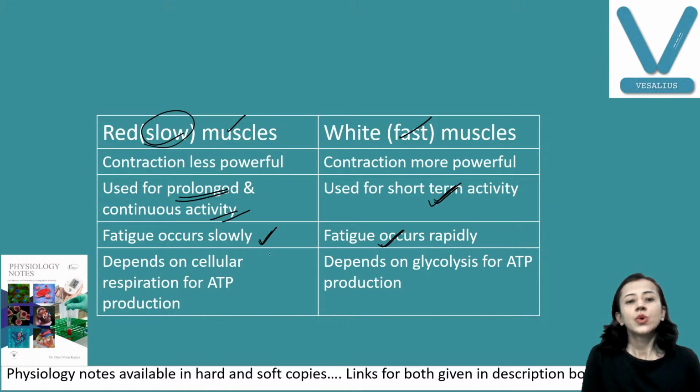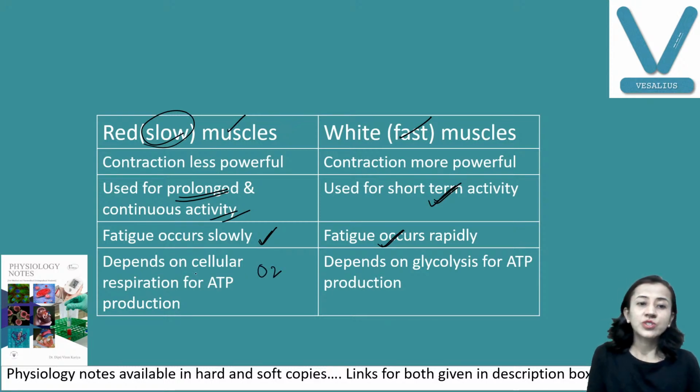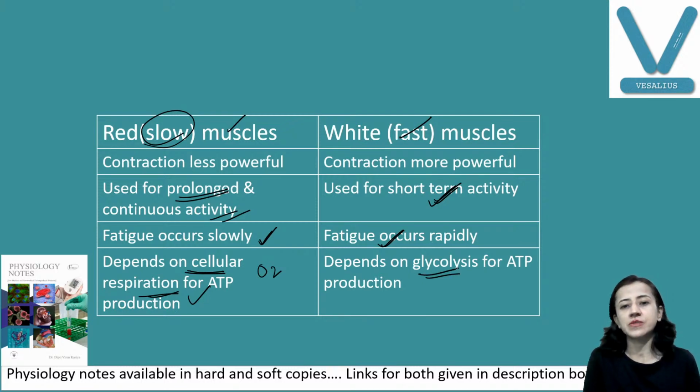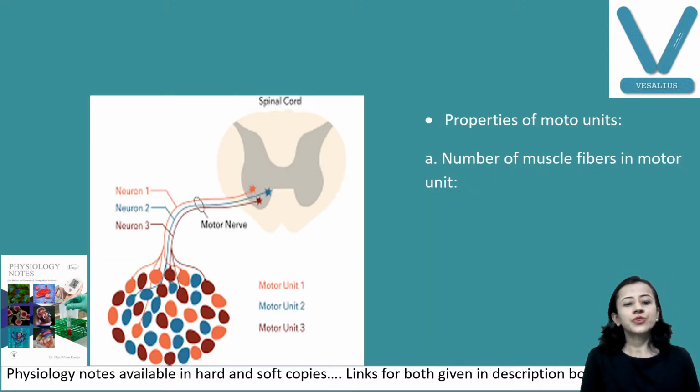Fine. Now, red muscles depend on oxygen and cellular respiration for ATP production. But in white muscle, glycolysis is required for ATP production. Fine. Now, what are the properties of motor units?